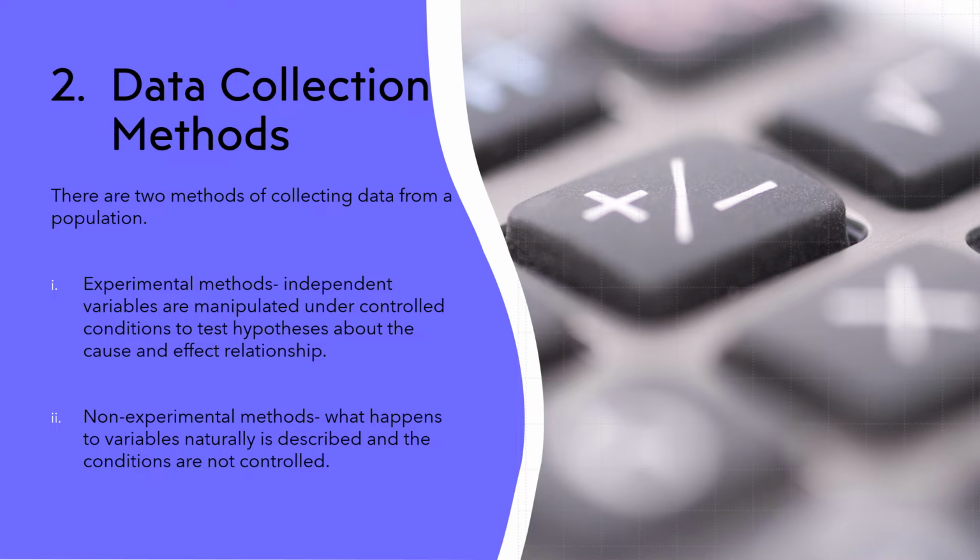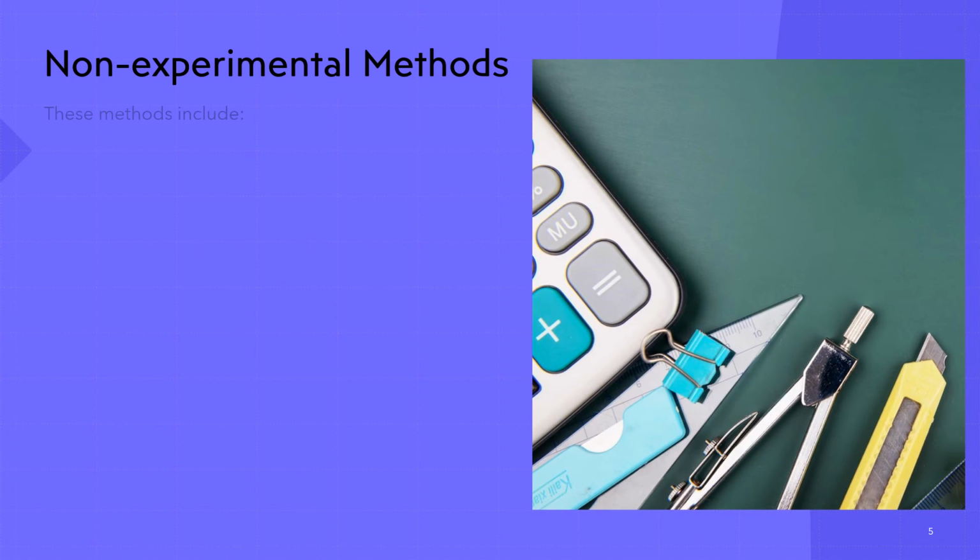So we have two main methods in data collection, and these methods are 1, experimental methods. This is whereby independent variables are manipulated under controlled conditions to test hypotheses about the cause and effect relationship. And then 2, we have non-experimental methods. This is whereby variables are naturally described and the conditions are not controlled by the researcher.